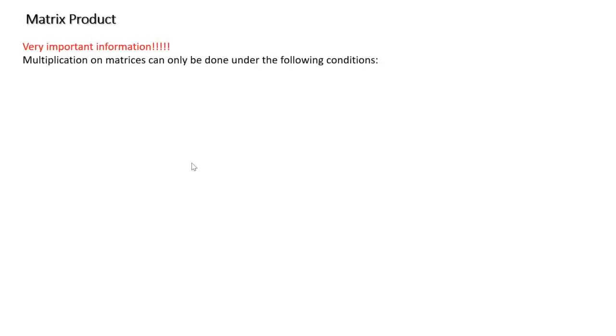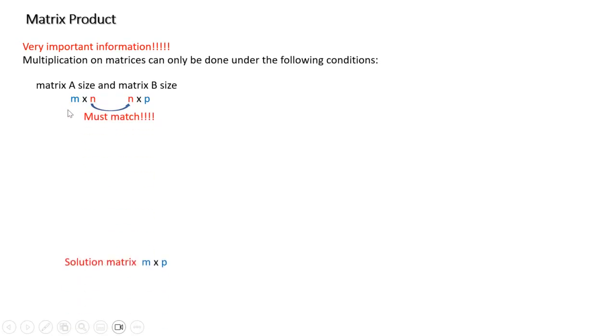Okay, now comes matrix product, which is the product of multiplying matrices. It is very important information that I'm going to share with you guys. So you have matrix A, right? Matrix A is an M by N matrix, and matrix B has to be an N by P. In order for you to actually multiply these two matrices, the two in the middle must match. They must be the same number. And the answer will be an M by P matrix.